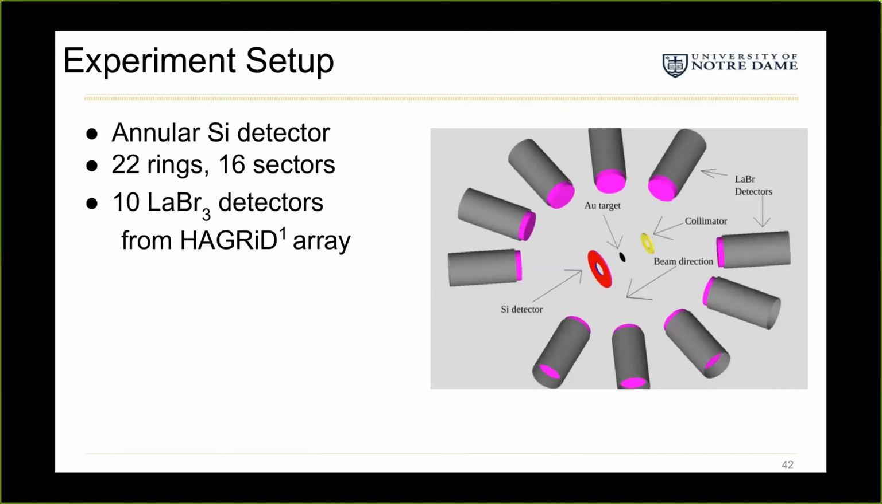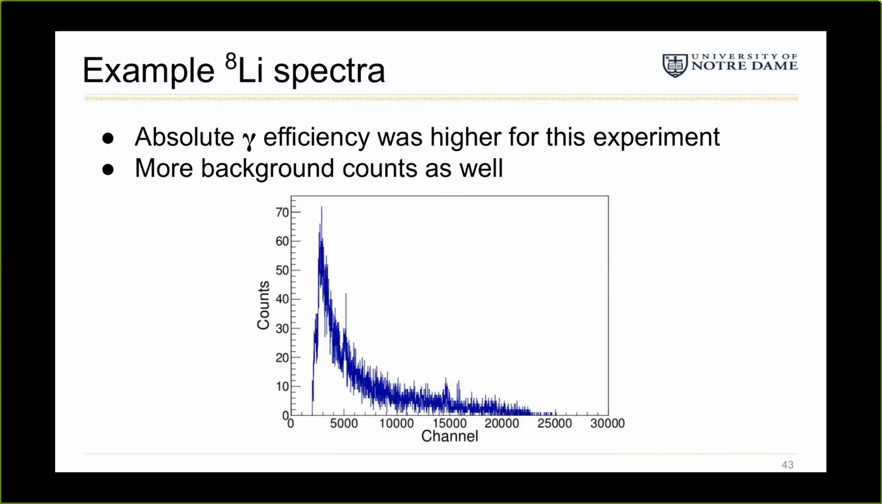Anyway, this experimental setup is very similar to the previous experiment. We are doing particle gamma coincidence. We are sending our beam onto our gold target, scattering into the silicon detector, and this time measuring the gamma rays with the lanthanum bromides positioned outside of the chamber. So we did this. We ran for 5 days. And here is an example of a summed lithium-8 spectrum cleaned up over the course of the experiment.